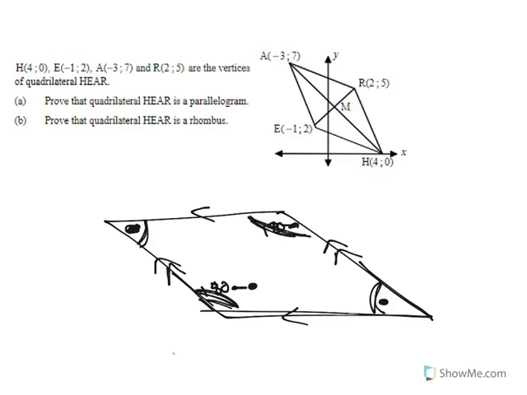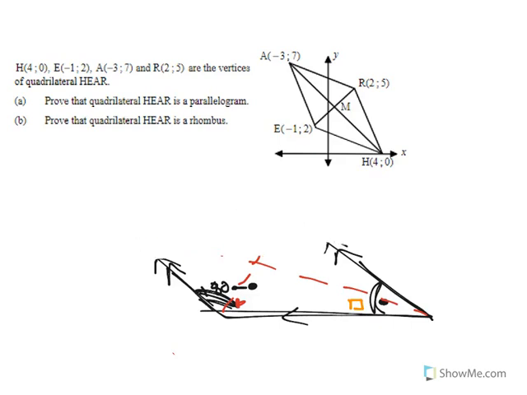I want to show that my opposite sides are equal, so I'm going to draw in my diagonals, and we can see that this angle is equal to this angle because of alternate angles. These two are equal because of alternate angles. Okay, wait, scrap that idea.